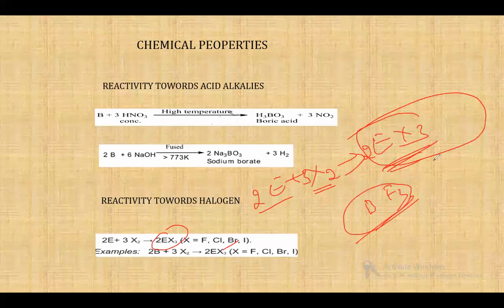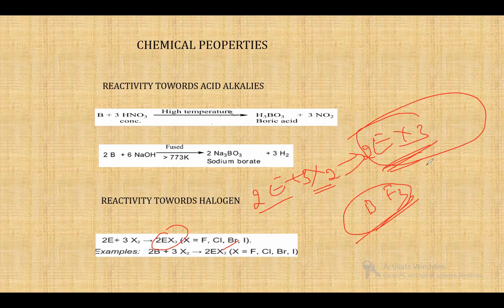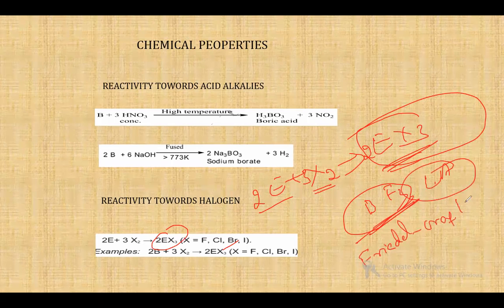Because it forms something like BF3OH minus. It acts as a Lewis acid. BF3 has less tendency for hydrolysis, with more force of attraction between them, and acts as a Lewis acid. Hence, it is used in organic reactions, very famously known as the Friedel-Crafts reaction.